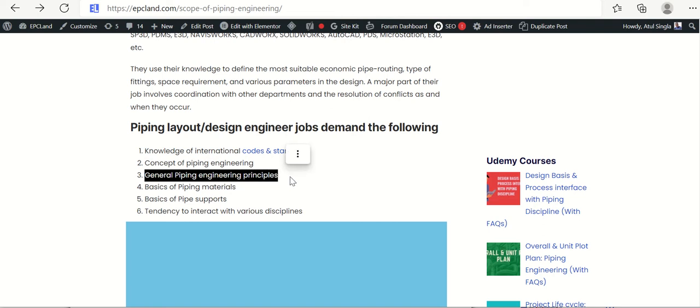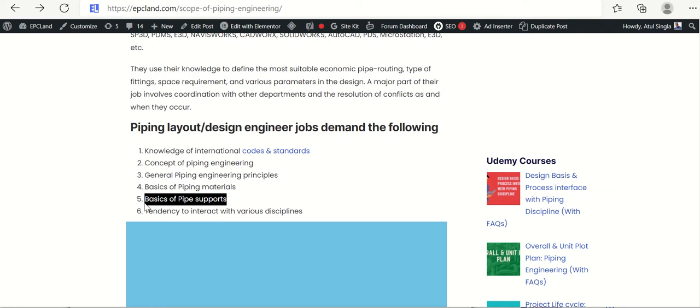Okay, for example, if there are pumps, exchangers, columns in any of the project, they need to know the basic principles behind their piping, how to do the pump piping, how to do the column piping, how to optimize the overall layout, overall piping, right? So those principles they have to be aware of. Basics of piping materials. They are not piping material expert, but they need to know the basics, right? This is what is expected from them.